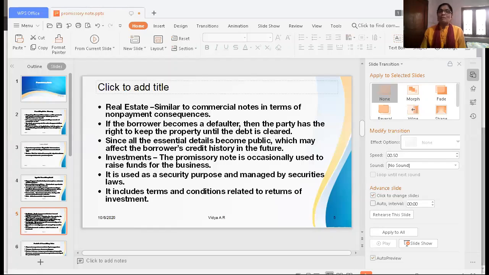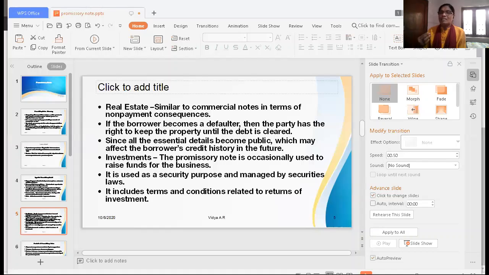Okay, then investments is next. If the borrower becomes a defaulter, then the party has the right to keep the property until the debt is cleared. So in the case of a real estate property, when the payment is not made by the other person, we need not transfer the property. That's it. And since all the essential details become public, which may affect the borrower's credit history in the future, there is something like that nowadays.